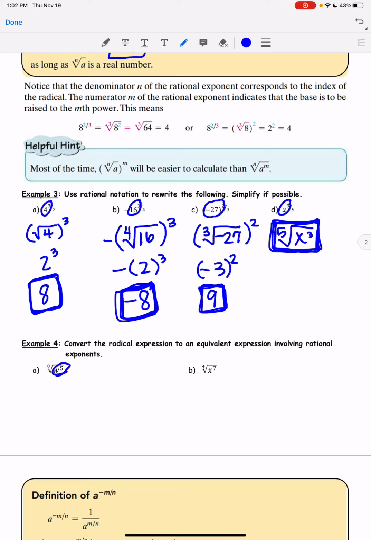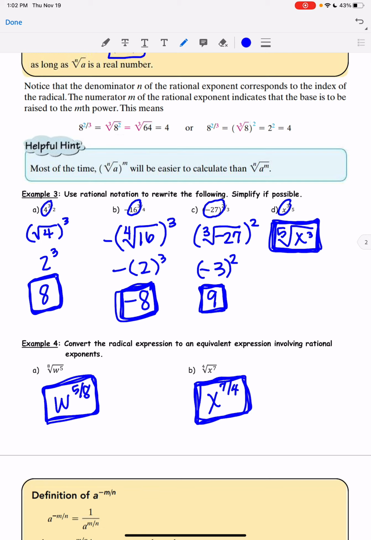So w to the 5th, and then that 8 will come around, become the denominator. So w to the 5/8 power. X to the 7th, and then that 4 comes around and becomes the denominator. So x to the 7/4 power. Okay, these two here, again, that's what you need to be comfortable with doing.